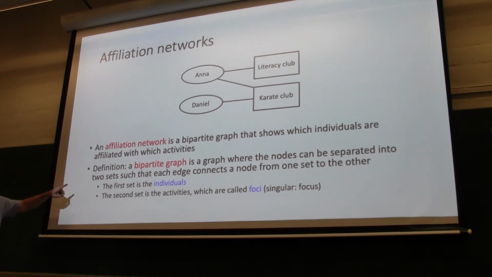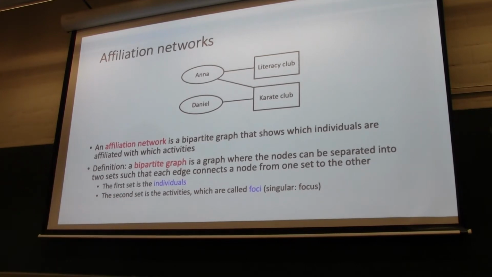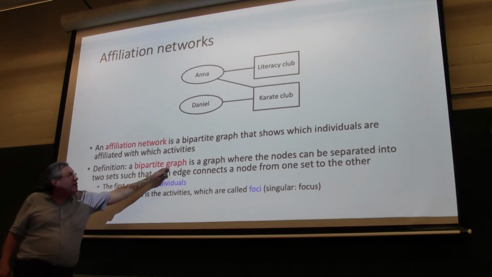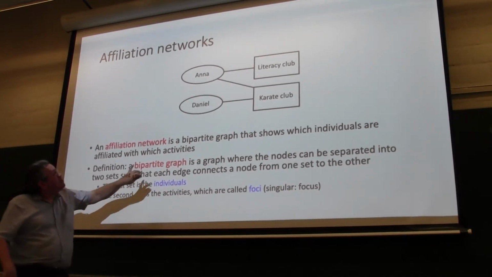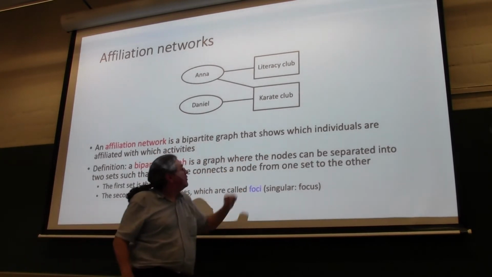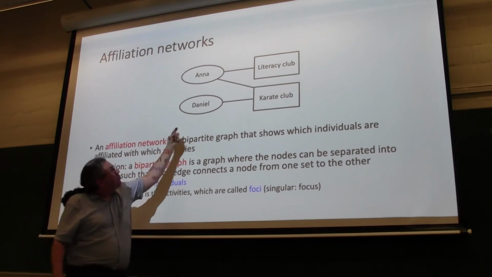This is a bipartite graph. Maybe you've seen that in graph theory. That's a technical term. A bipartite graph is a graph where you can separate the nodes into two kinds of nodes, and the only edges you have are in between the two.